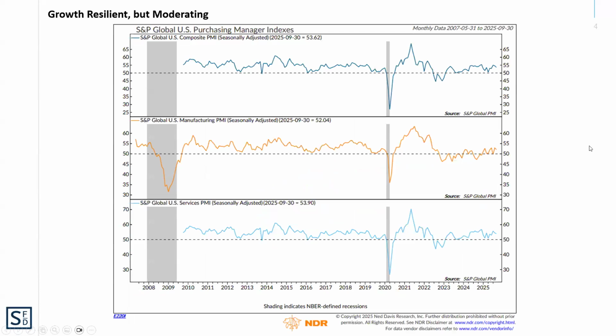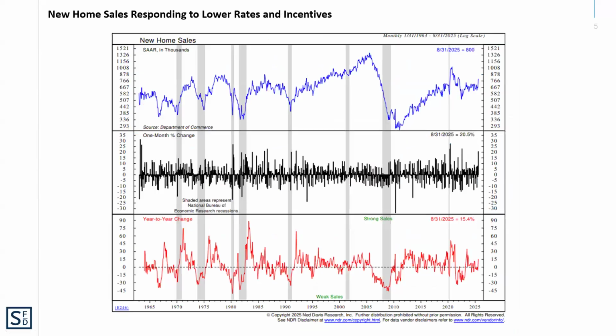Now, looking at the economic data, we got an update on the S&P Global Purchasing Manager Index. And we can see here in the top that it combines both the services and the manufacturing sector. And you can see that it ticked down a little bit in its last update. Still, 53.6 is a healthy reading. The economy is in expansion, but it does look like the expansion is slowing somewhat. And that's in line with our expectation for the next quarter or two that you're going to get some softer economic growth.